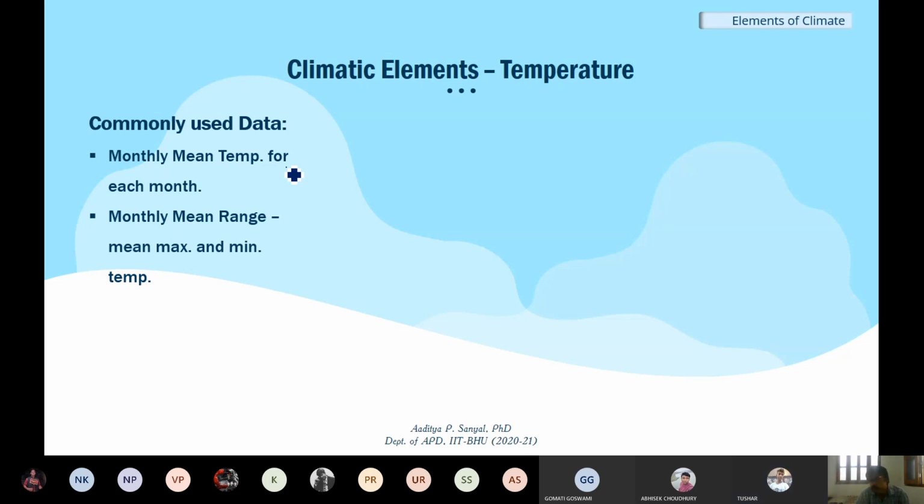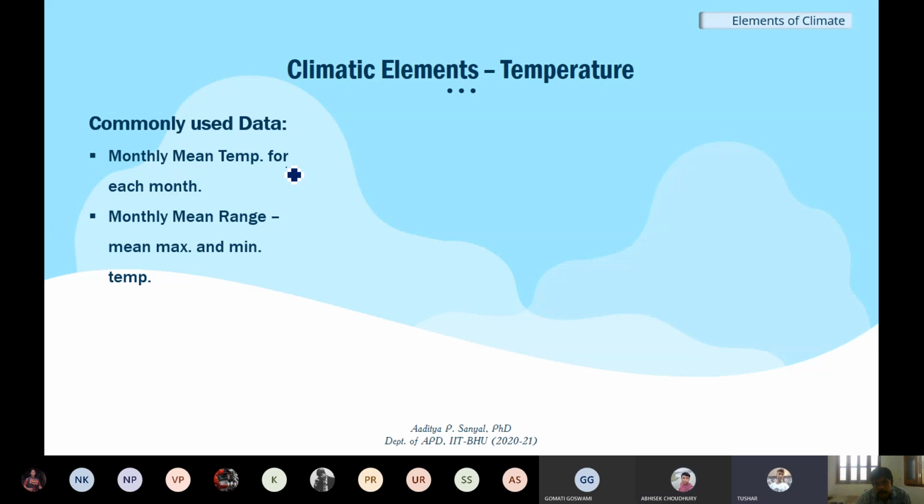So today, the maximum is going to be, say, 32 degrees Celsius in Varanasi, and the minimum, I'm talking location wise, is somewhere around 15 degrees Celsius. So the mean, maximum and the minimum. To understand what is the difference between the first one and the second one, monthly mean temperature and the monthly mean range. You understand the difference? Yes, sir. What is the difference? Sir, monthly mean temperature is the average and range is from minimum to maximum.